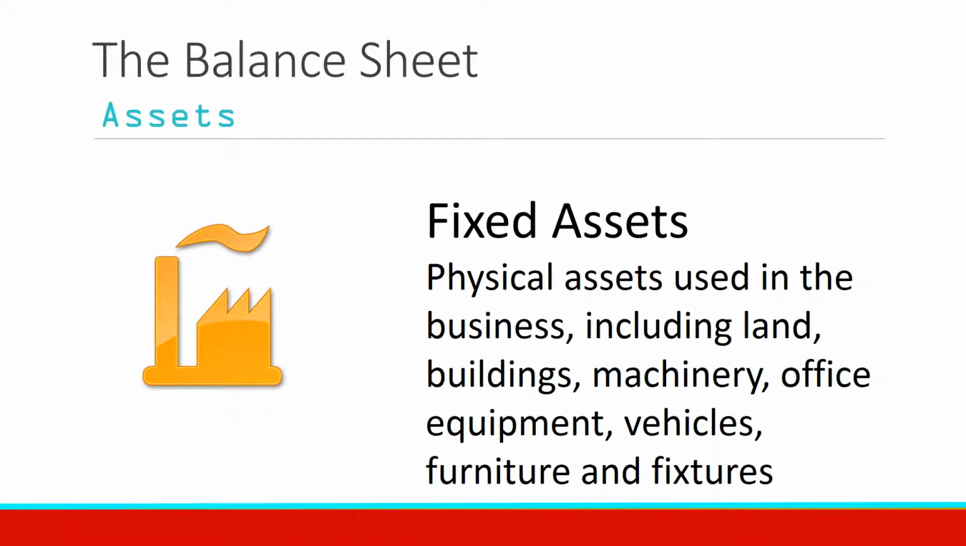Another type of asset are called fixed assets. These are physical assets that are used in the business, including land, building, machineries, office equipment, vehicles, furniture, and fixtures. There are many others as well. What you should know about fixed assets is that unlike inventory, these are held by the firm and they're used to produce the things that the firm produces. These assets are not being held for sale.